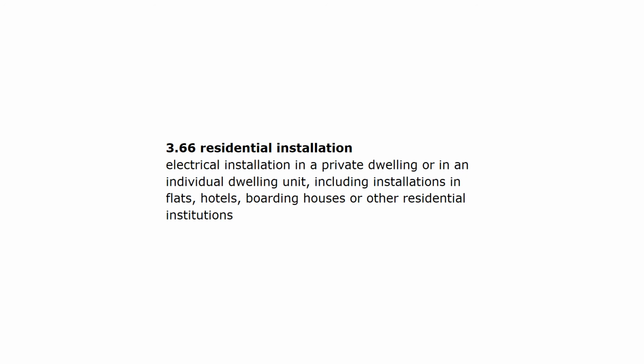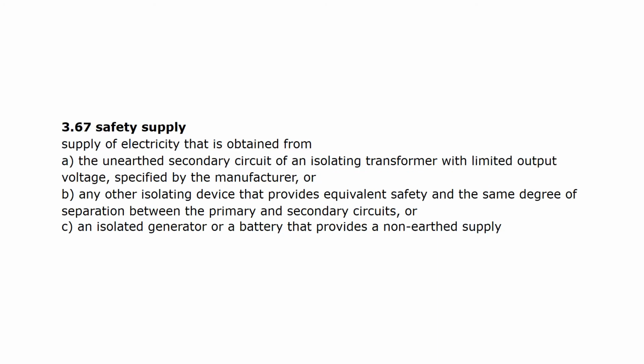Residential installation: electrical installation in a private dwelling or in an individual dwelling unit, including installations in flats, hotels, boarding houses, or other residential institutions. Safety supply: supply of electricity that is obtained from A, the unearthed secondary circuit of an isolating transformer with limited output voltage specified by the manufacturer, or B, any other isolating device that provides equivalent safety and the same degree of separation between the primary and secondary circuits, or an isolated generator or a battery that provides a non-earthed supply.